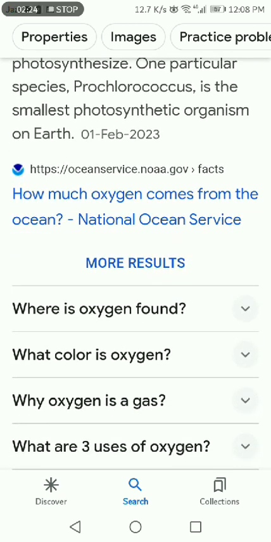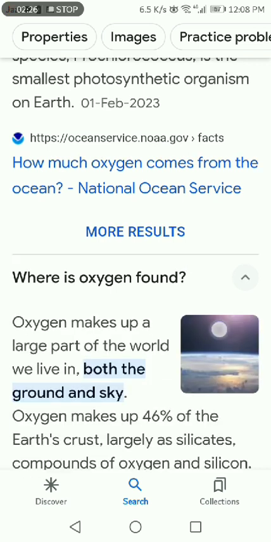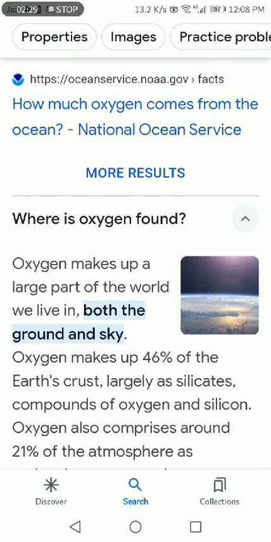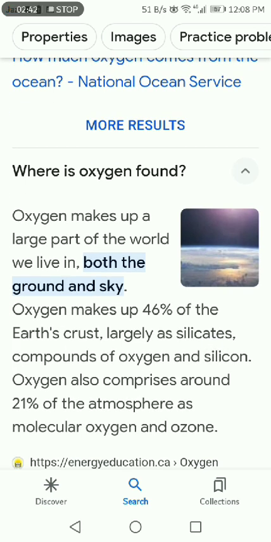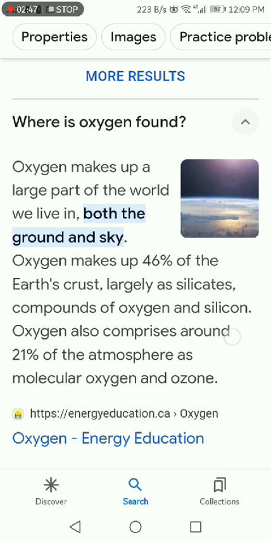Where is oxygen found? Oxygen makes up a large part of the world, in both the ground and sky. Oxygen makes up 46% of the Earth's crust, largely as silicate compounds of oxygen and silicon. Oxygen is also found in the atmosphere as the molecule dioxygen.